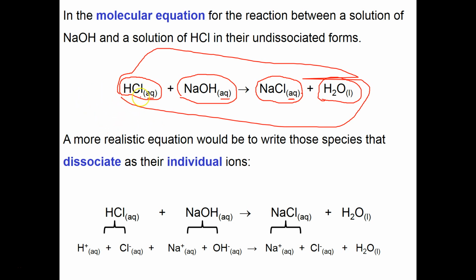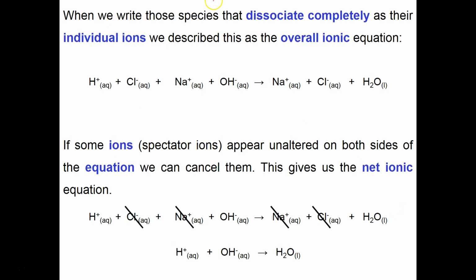So if we dissociate any strong acids or any soluble ionic compounds into their individual ions, we get the total or overall ionic equation. And that's what I've done here. So this strong acid exists as ions, so I've written it as the individual ions. This ionic compound here exists as individual ions because it's soluble. This ionic compound, because it's soluble, exists as individual ions in aqueous solution, and this is a covalent molecule, so we're going to leave it intact. So what we've got here is the overall ionic equation, where all of those things that exist as individual ions have been written simply as the ion.